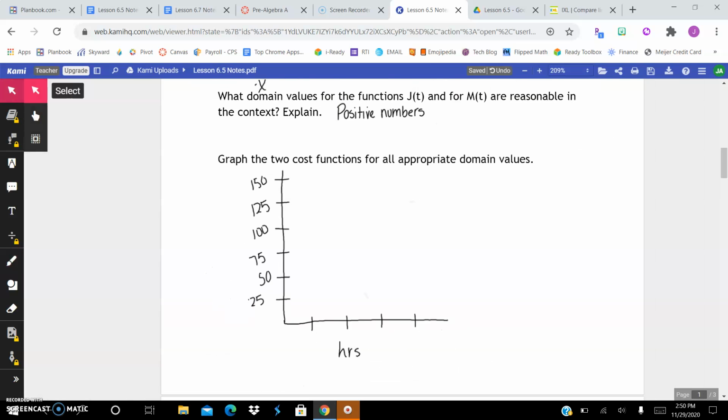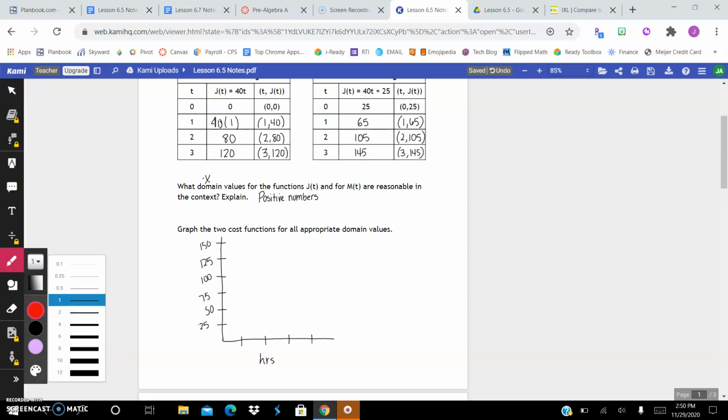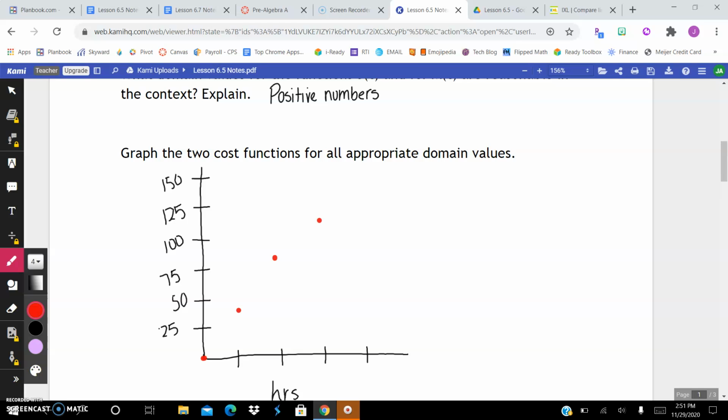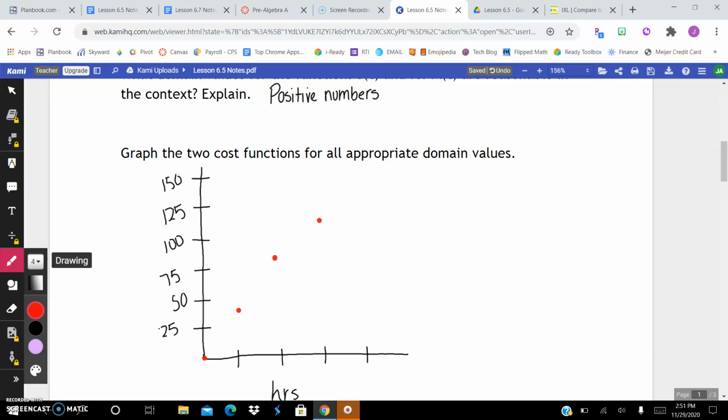And then we're going to have to plot. So I'm going to change the color here, and then I'm going to change the size. So for Joe, we have (0, 0). We have (1, 40). We have (2, 80). We have (3, 120). Trying to draw a straight line.